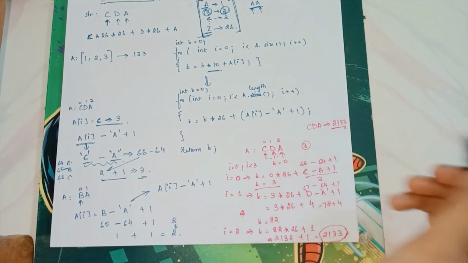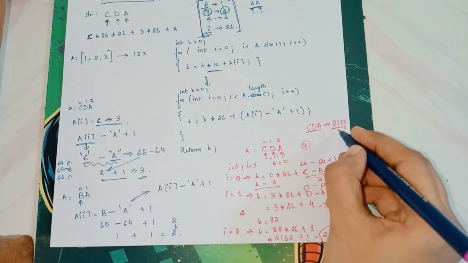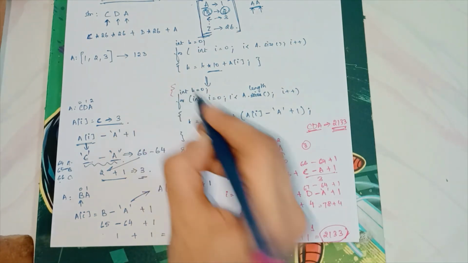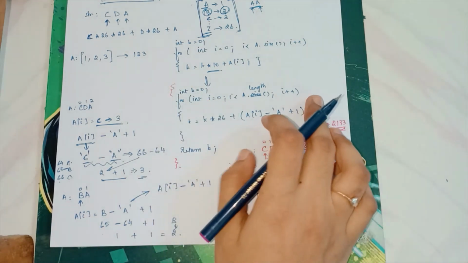I suppose this is right. Yes, CDA is going to return a value of 2133. This is what you get as written. So this is the code for it. With that, the 7th question is done.